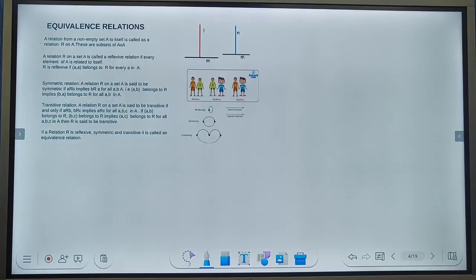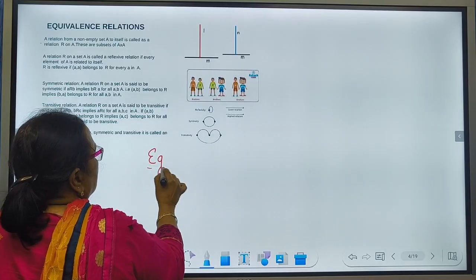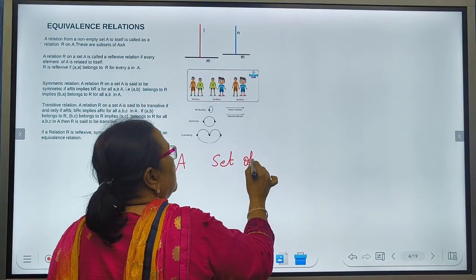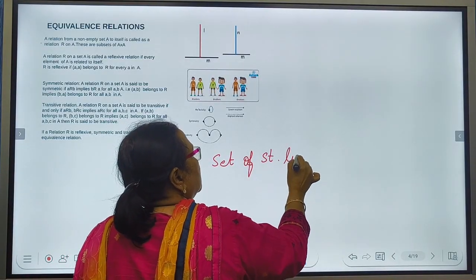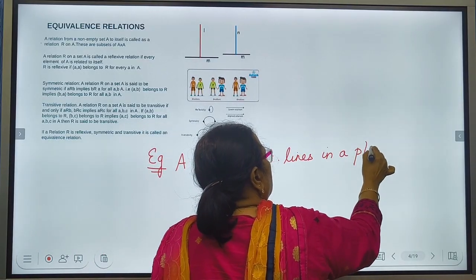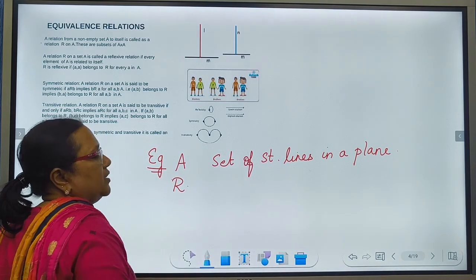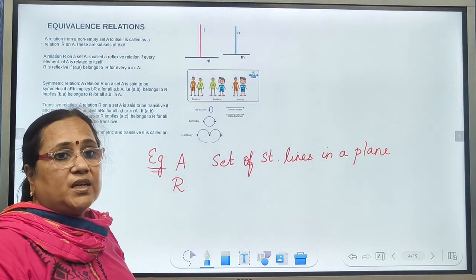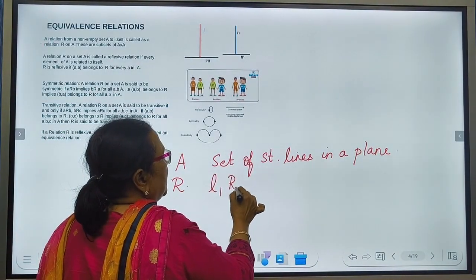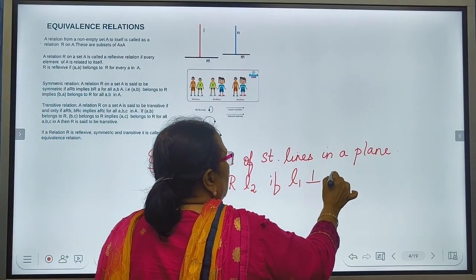Now let us look at the figure. Let us think that set A is the set of all lines in a plane, the set of all straight lines in a plane. Let us suppose the relation R is defined as follows. Two lines are related if they are perpendicular to each other. L1 is related to L2 if L1 is perpendicular to L2.